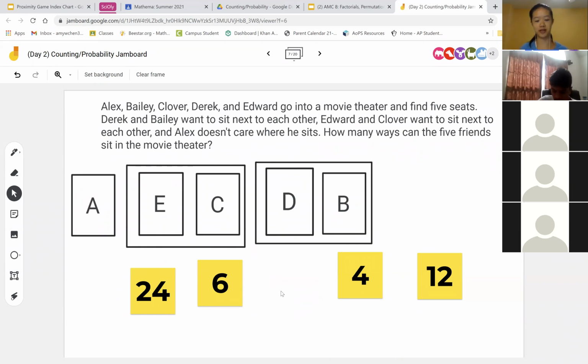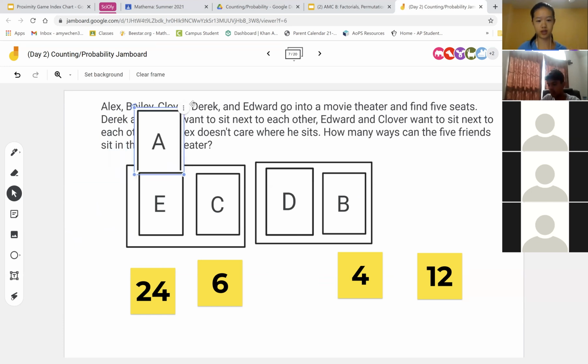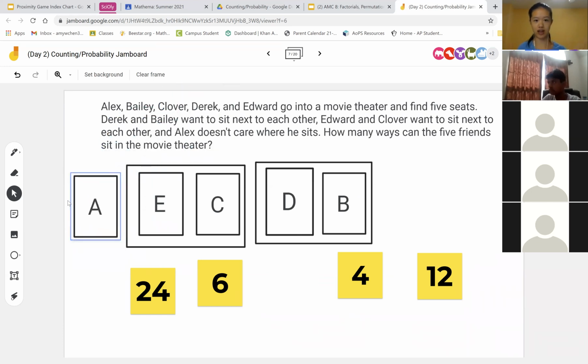Yeah, that's a great way to put it. So basically this strategy, for the moment, we're pretending that Edward and Clover are one unit, and Derek and Bailey are one unit, because no one else can sit in between them. And Anand, you're on the right track. What Anand did is he's arranging these 3 units of people. So you have Alex, and then you have the Edward and Clover unit, and then you have the Derek and Bailey unit. So that would just be 3 factorial, because 3 times 2 times 1.